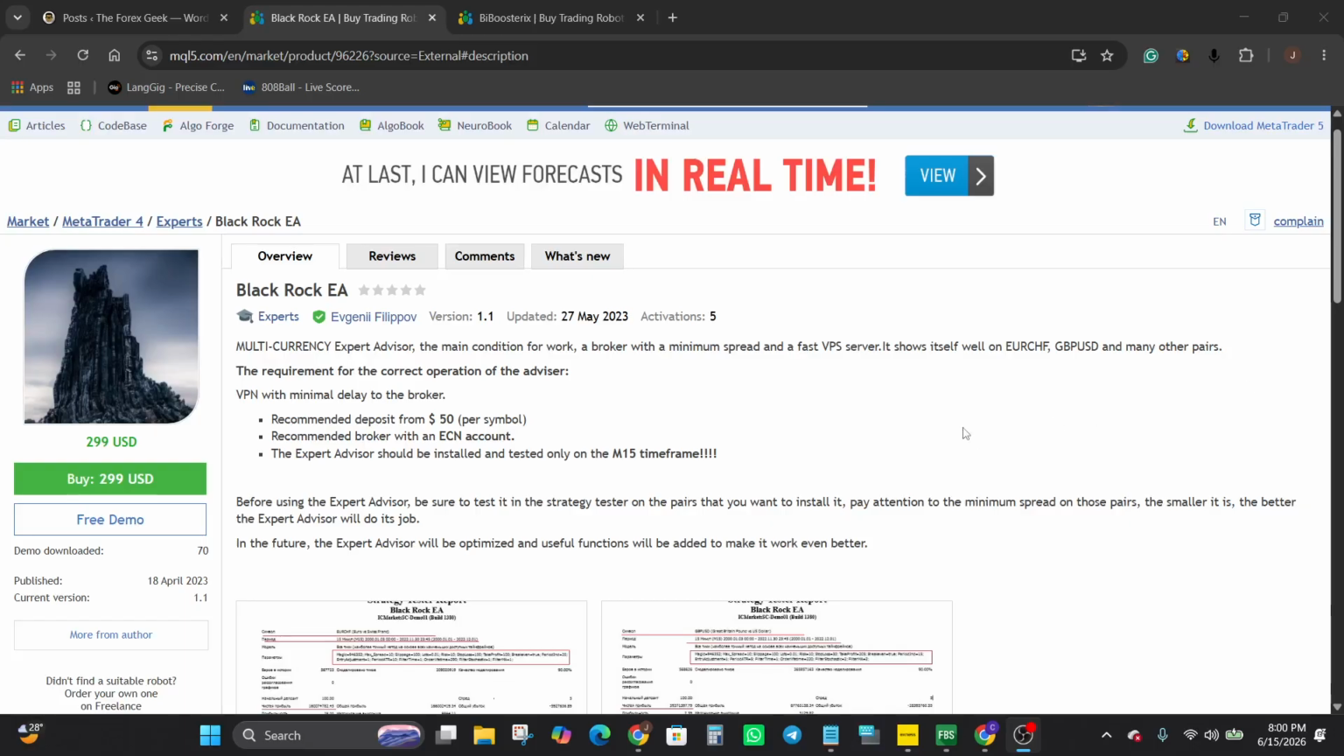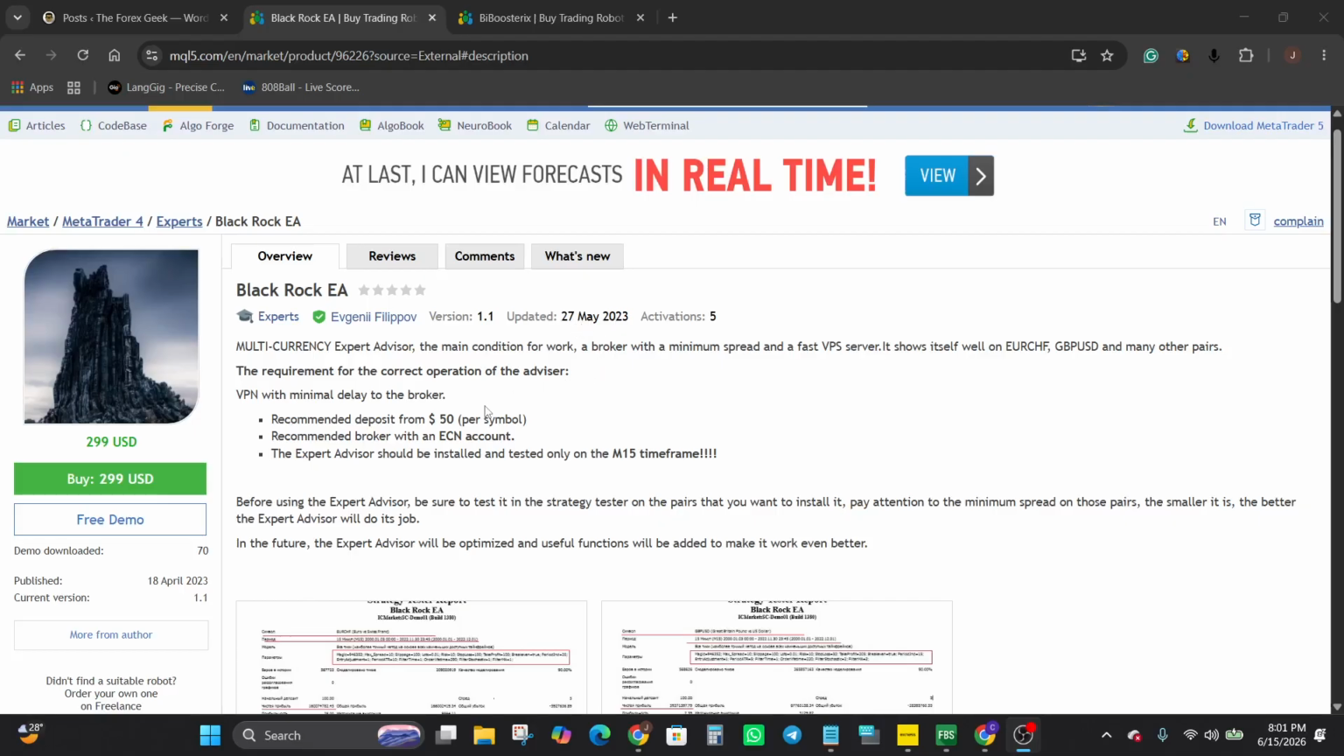In this review, I am taking a look at BlackRock EA, an expert advisor developed for MetaTrader 4 based on the information available on the MQL5 Marketplace page. This is an MT4 trading robot currently priced at 299 US dollars. The developer is Evgeny Flipov, and the version shown here is version 1.1, which was updated on May 27th, 2023.